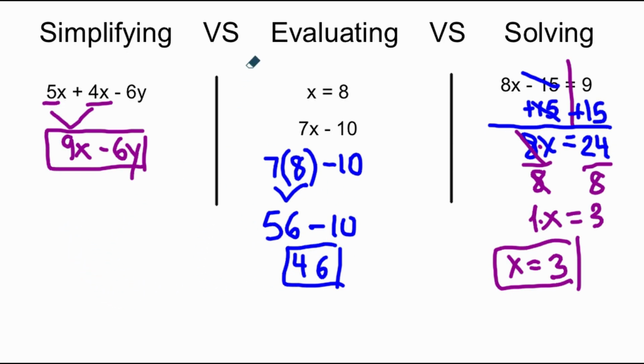Evaluating, you are given the value of the variable, you're substituting it into an expression that was given, figuring out the total of that expression. You're evaluating the expression. Solving, we did not know the value of the variable, you had to find out. And we did the balancing method in this case in order to eliminate everything around the x term, so the x is left all alone here, giving us the answer.